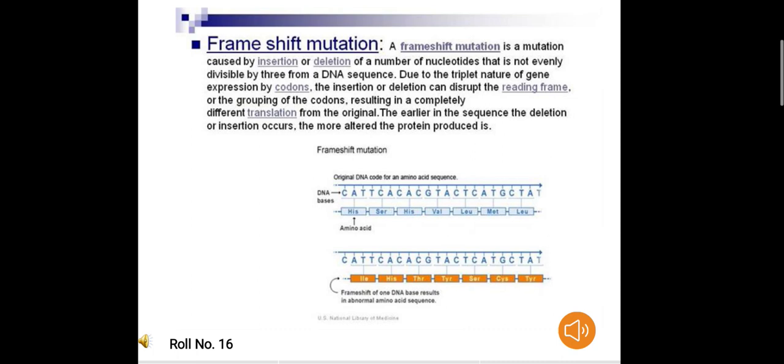Hi everyone, my name is Margaret, roll number 16, and I'm going to talk about frameshift mutation. A frameshift mutation is a mutation that is caused by insertion or deletion of a number of nucleotides that is not evenly divisible by 3 from a DNA sequence. This insertion or deletion can disrupt the reading frame or the grouping of the codons due to the triplet nature of gene expression by codons.